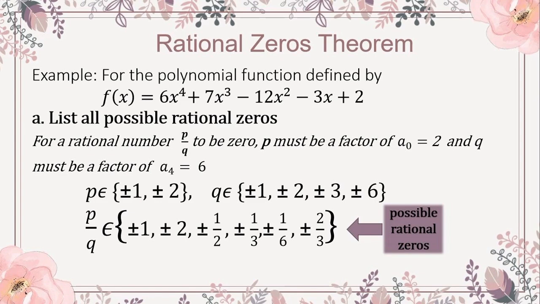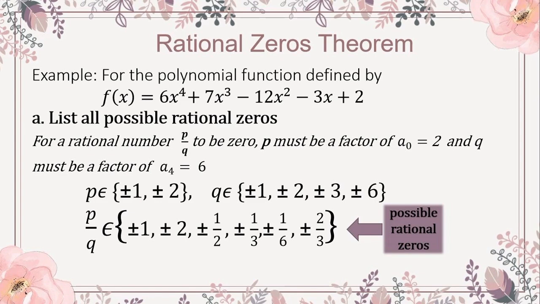So q is an element of the set containing positive or negative 1, positive or negative 2, positive or negative 3, and positive or negative 6. If you are confused about where I got these factors, the explanation is the same. Q is a factor of a sub 4, which is 6, our leading coefficient. Remember, the 6x to the power of 4. So the factors are positive or negative 1, positive or negative 2, positive or negative 3, and positive or negative 6.